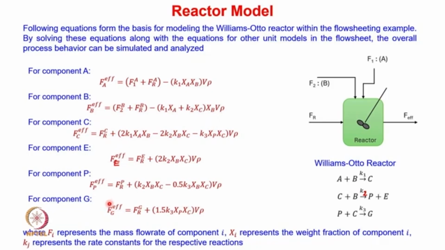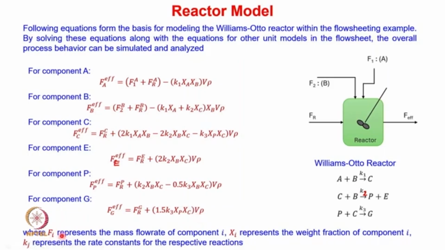Okay, so similarly we can write down the component balance for component P. Component P is getting produced by the second reaction and it is getting consumed by the third reaction, so that is also represented using this mass balance. And finally the last equation corresponds to the mass balance for component G, where you can see that the G which is coming through a recycle stream is taken as an input to the reactor, and then G is getting produced by the third reaction. So that is what is represented here in the third reaction. Okay.